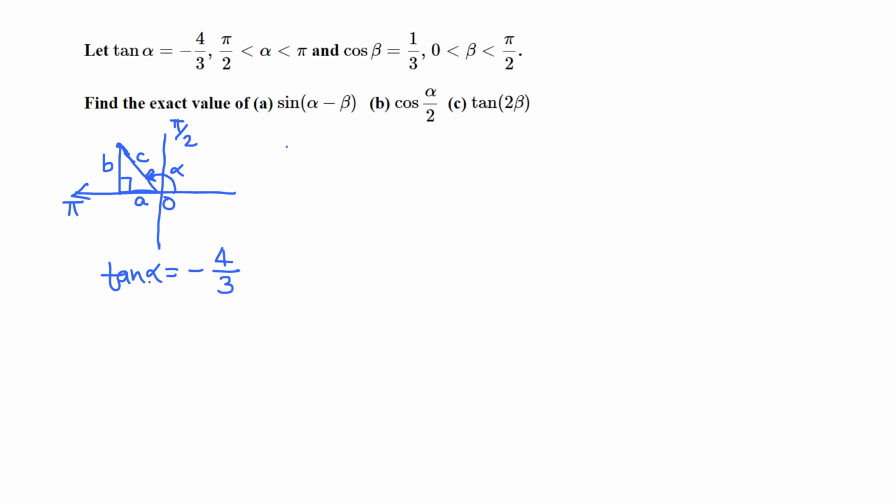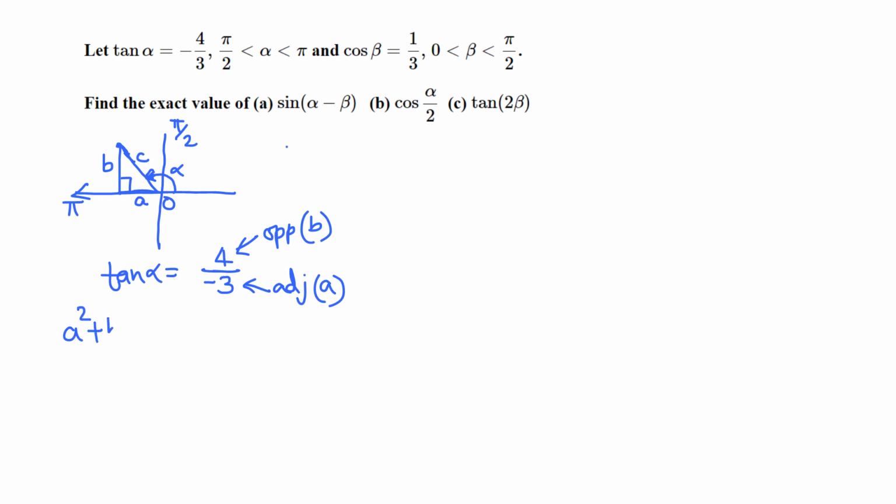And we know that tangent, using SOHCAHTOA, TOA means opposite over adjacent. So this is opposite, this is adjacent, and adjacent is negative in this case, so this negative we tag to the bottom. So negative 4 over 3, we can write 4 over negative 3. So opposite we said B, adjacent we say A. Now we can find the third side.